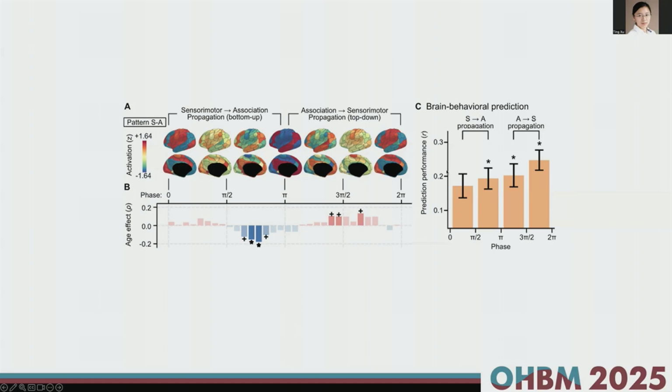More importantly, when we use this occurrence ratio to predict cognitive performance, we find that the top-down phase is a better predictor of total cognitive score compared to the bottom-up phase. So this suggests that increasing dominance of top-down dynamics may play a critical role in supporting cognitive development.